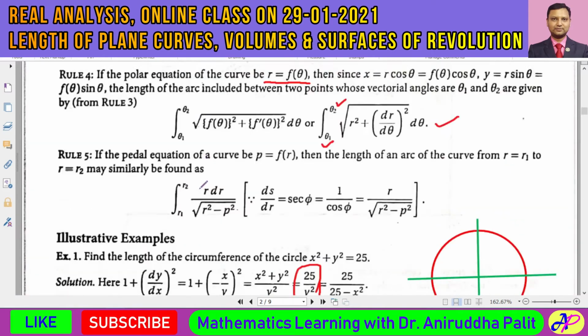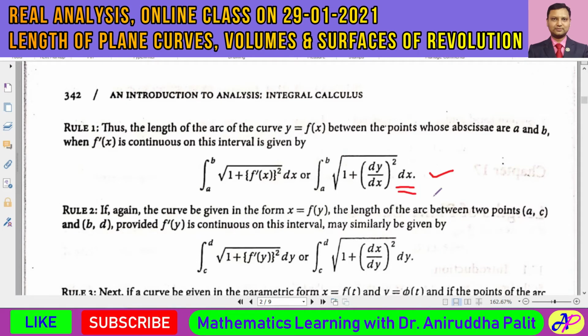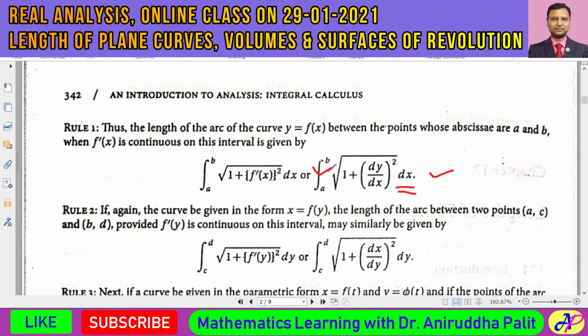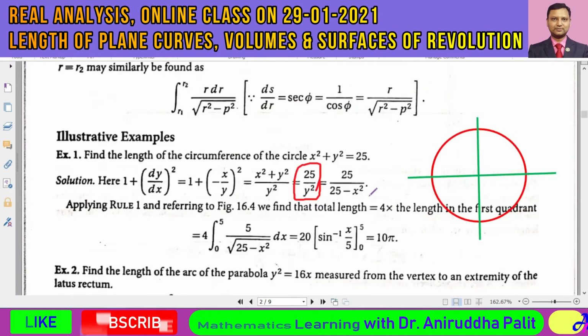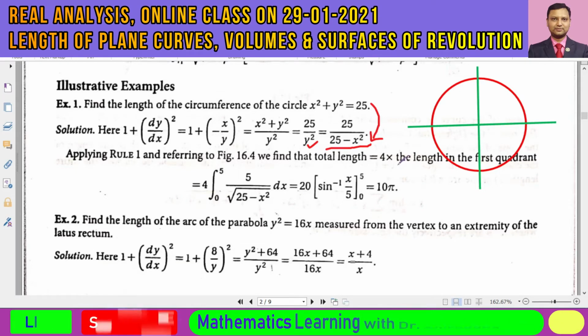But in this formula, this has to be converted in terms of x, because over here the integration is taken in terms of x from the lower limit a to the upper limit b. So we have to convert this expression in terms of x. That's why y square has been written as equal to 25 minus x square from this formula.